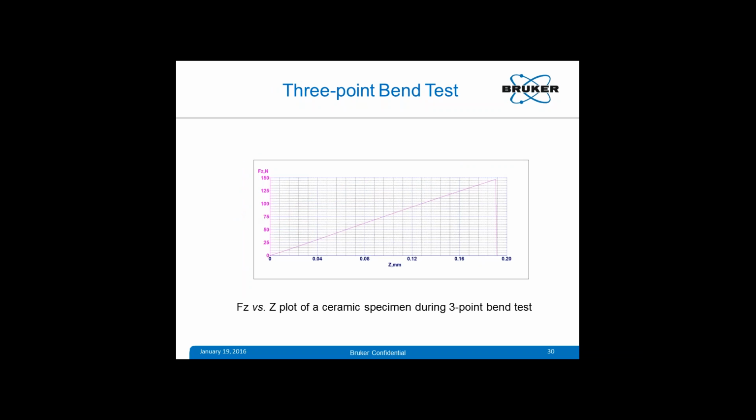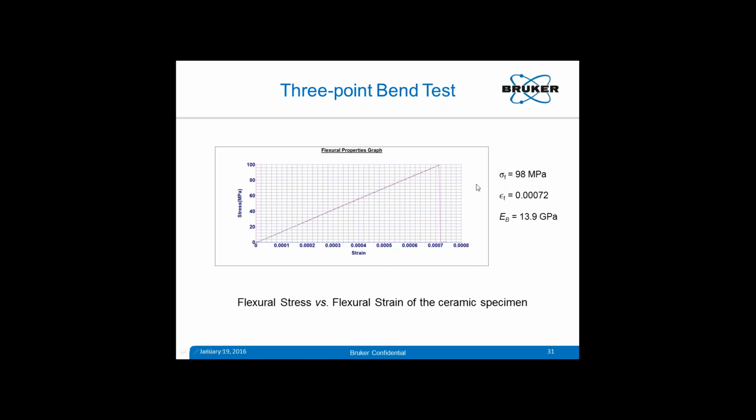But if we look into a ceramic specimen, here plastic deformation is very less. This is the actual data, the FG versus D plot. For the ceramic, it broke here, failed here. In this case, at failure we have 98 megapascals. Strain is much less than the polymer specimen, and elasticity in bending is about 13 gigapascals.